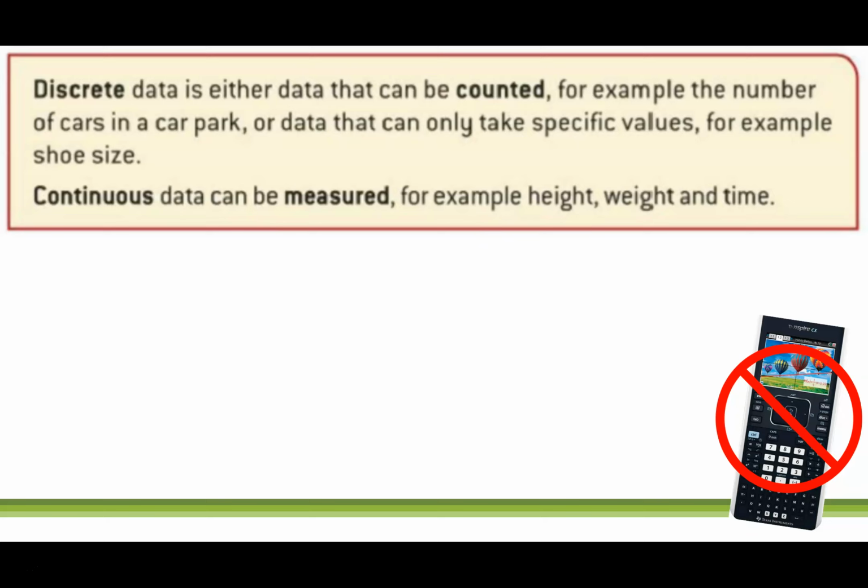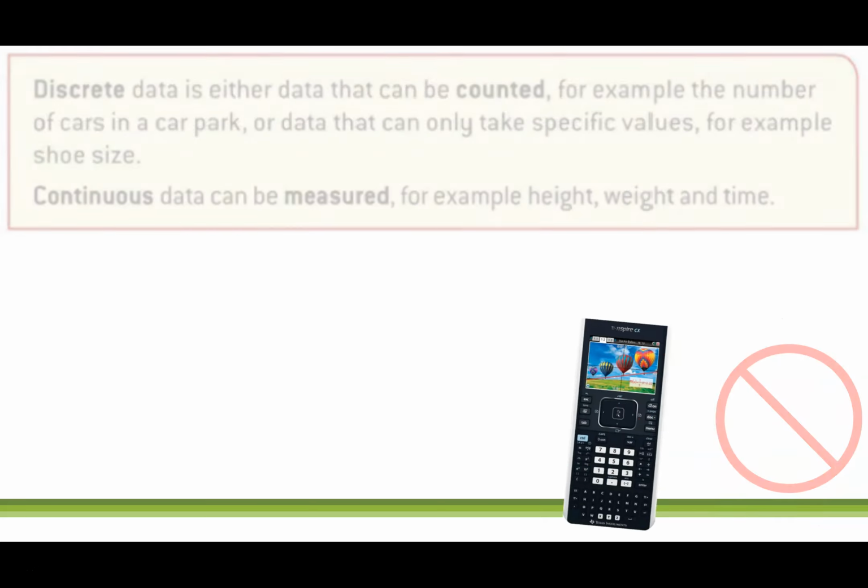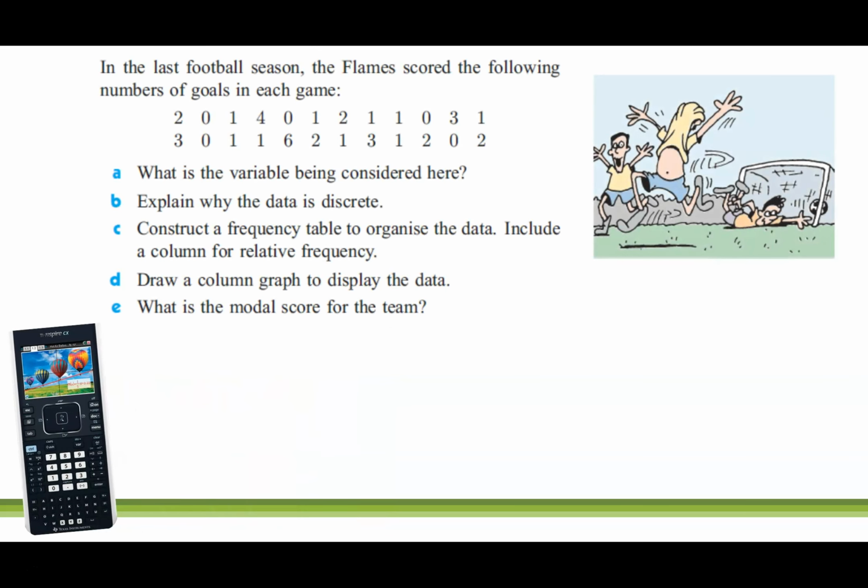Okay, let's see what we got here. So discrete are things that are counted. Continuous are things that are measured, and you can usually tell from the context of a question which one's going to be which. Okay, let's try a real actual question here.